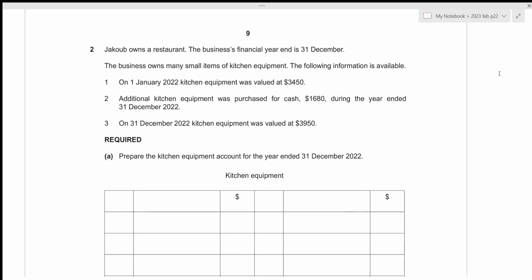Hello everyone, in this video we will be going over A-Level Accounting 2023 February-March paper 2 question number 2. So this is the structured paper 2 which consists of 4 questions. 2 of them will be of 30 marks and 2 of them will be of 15 marks, and we're also given a time limit of 1 hour and 45 minutes.